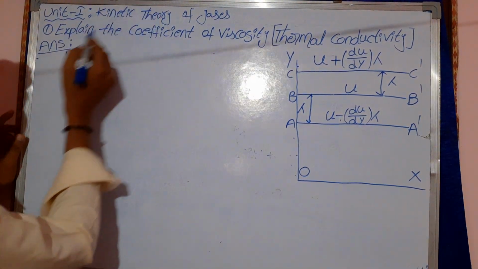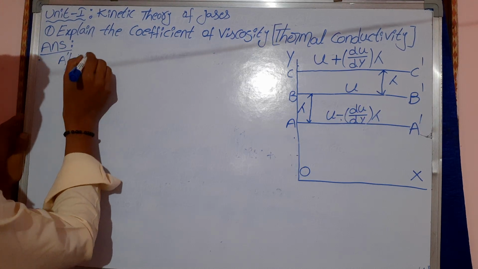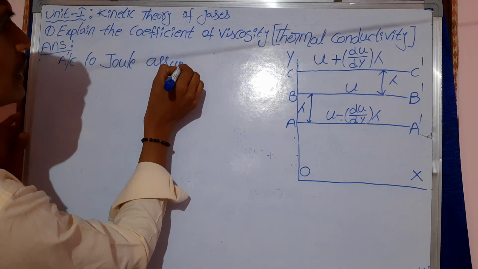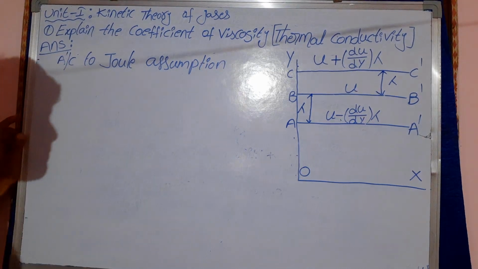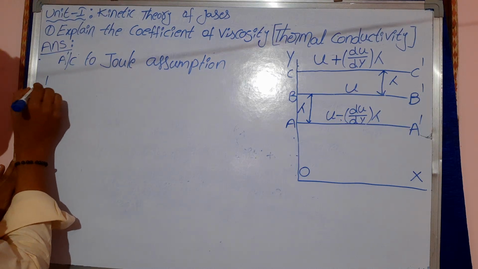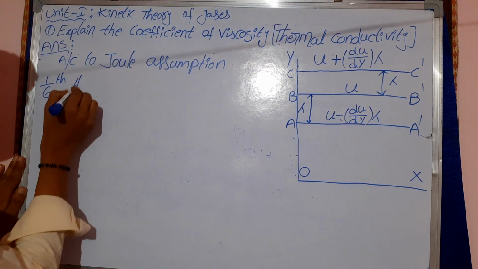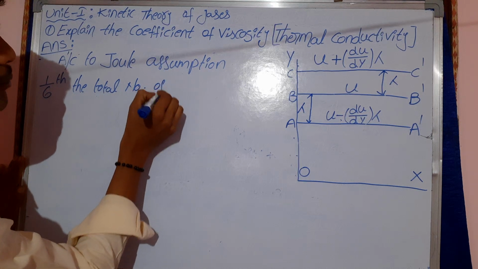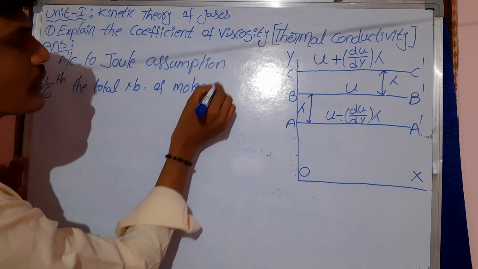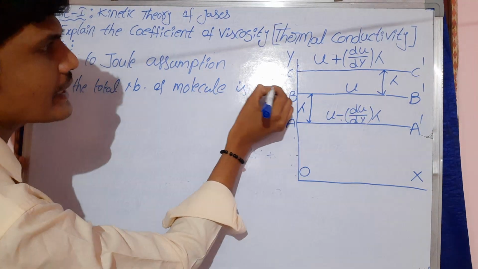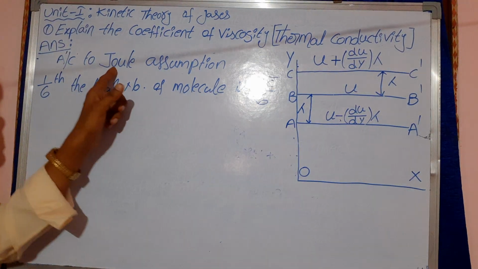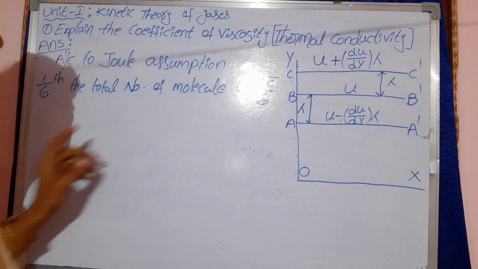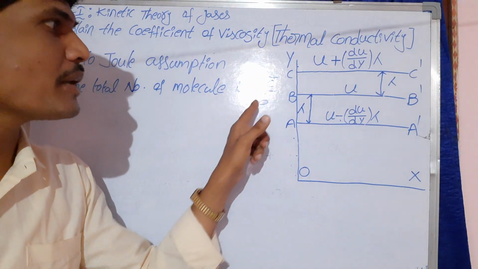Next, according to Joule's assumption, one sixth of the total number of molecules is n c bar by 6. So the Joule assumption means the number of molecules moving in one direction is n c bar by 6.